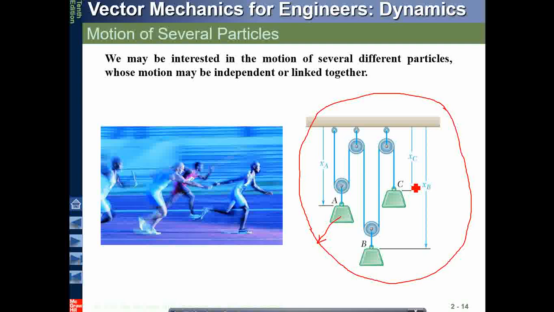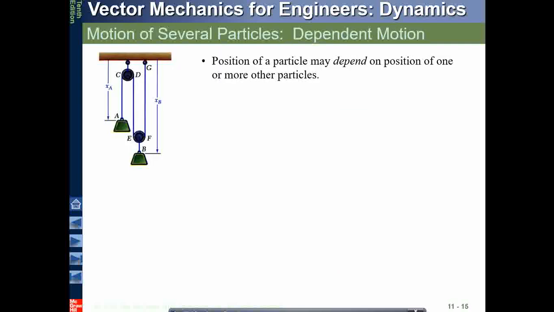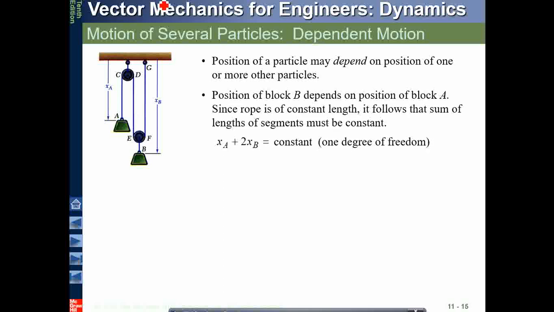So how to solve such problems? If we have been given any particular problem of this type and one motion is applied to any one of these members, how do we solve it? So let's see this. The position of one particle may depend on the position of another particle. For example, in this case, this is XA, the distance from this to this, the length of the string. This string has a distance of XA.